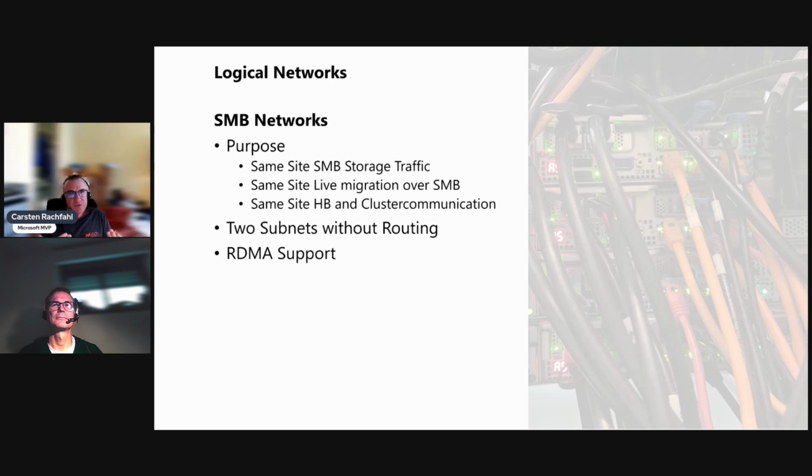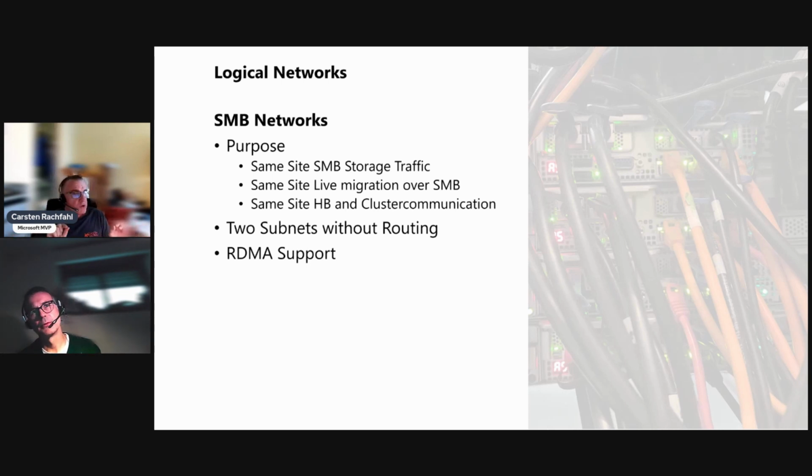If we do a live migration in a site, so we move one VM to another host in the same site, it would be nice to use this network because it's very powerful, and usually it has RDMA, at least in my implementation. So we want to use that network. And if we have cluster communications and also the heartbeat in the same site, it would also leverage this network. So this network is a multi-purpose network, of course, for our storage traffic, but also I use it for live migration and cluster communication and heartbeat.